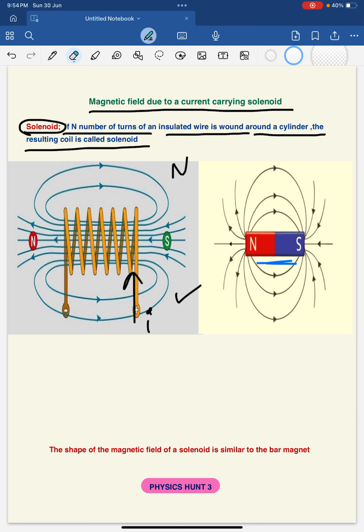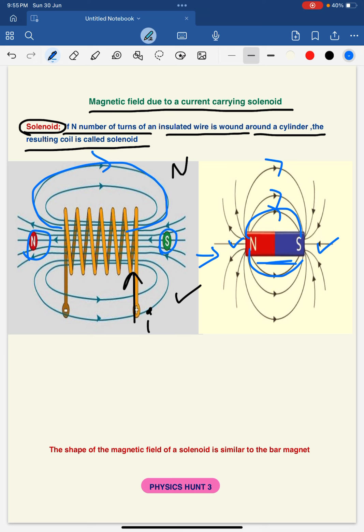Now look at this actual diagram. Here the south pole is present and here the north pole is present. Compare this with the bar magnet also. Here we have the north pole, here we have the south pole. According to a bar magnet, the magnetic field lines always flow from north to south outside the magnet. Correct or not? Similarly, in a solenoid also, the magnetic field lines are moving from north to south outside the magnet. And what is inside the magnet? Inside the bar magnet, the magnetic field lines are moving from south to north. Similarly, in a solenoid also, the magnetic field lines are moving south to north inside.